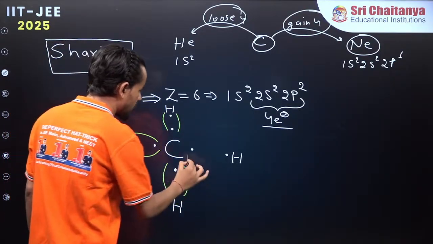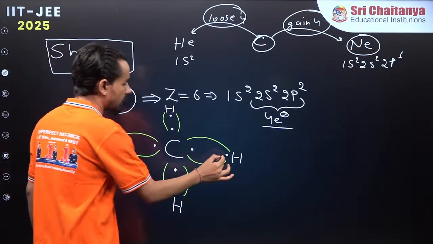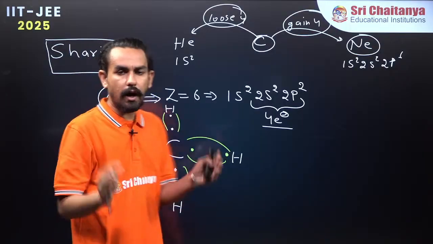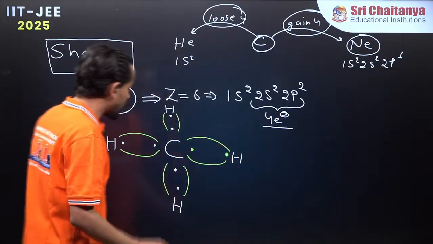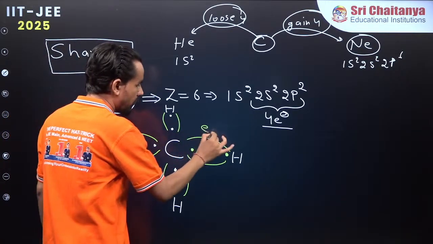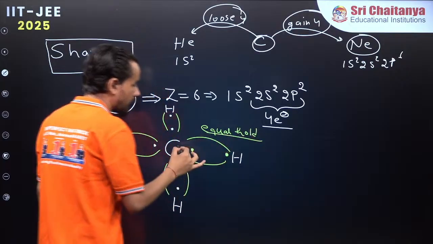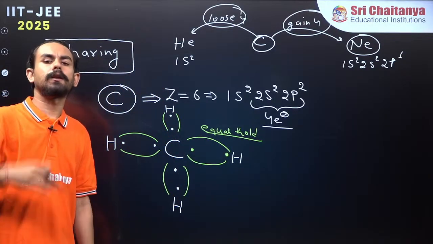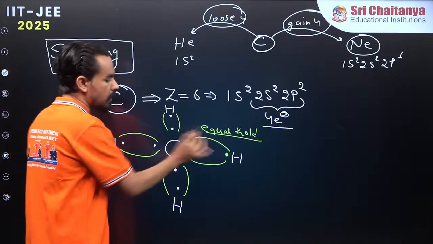Now what is the meaning of sharing? Sharing means that he has given his electrons and their electrons are in a combined, together state, so that both of them have equal hold on them. Both have equal hold, like carbon and hydrogen. Later you will get to know how this hold comes, and some more things, but for now you can know that this is equal hold.